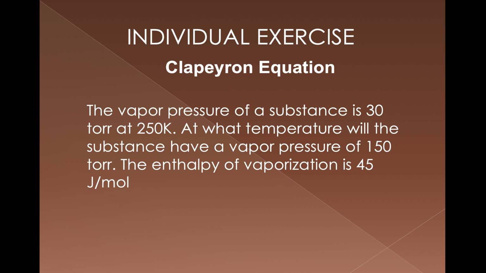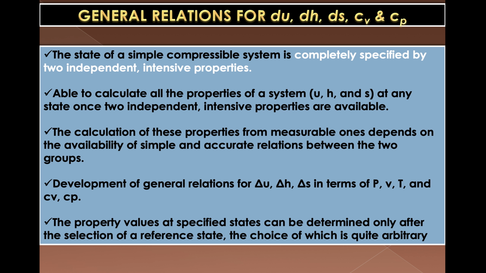The next exercise: the vapor pressure of a substance is 30 torr at 250 Kelvin. At what temperature will the substance have a vapor pressure of 150 torr? The enthalpy of evaporation is 45 joule per mole.